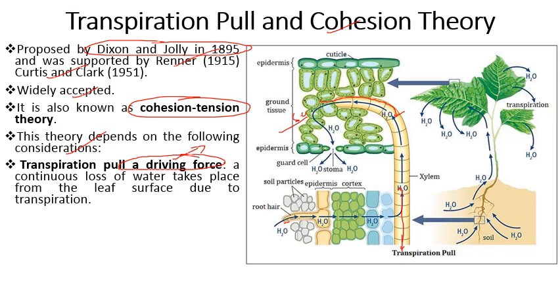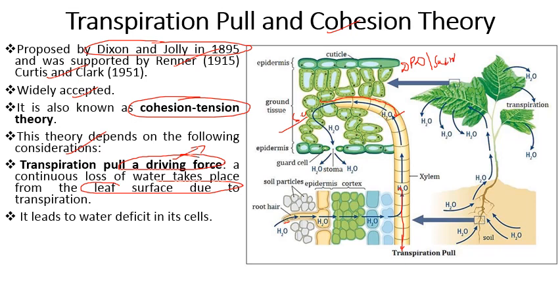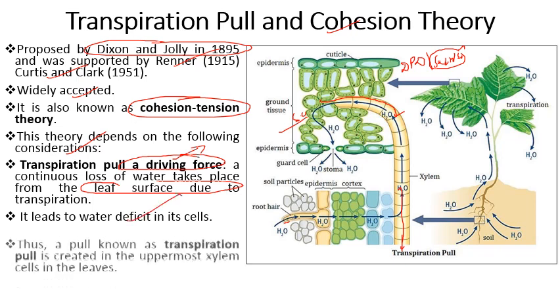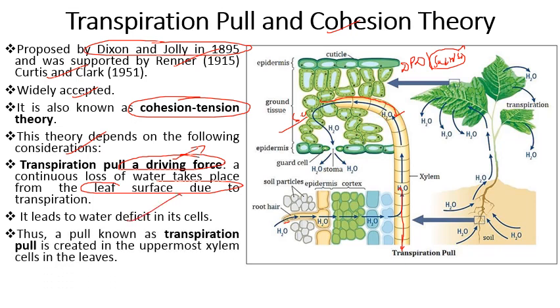So a continuous loss of water takes place from the leaf surface due to transpiration. Because of it, there is creation of high DPD, that is called diffusion pressure deficit. It is also known as suction pressure, and this suction pressure is responsible for upward movement of water. It leads to water deficit in its cells. Thus, a pull is created that is known as transpiration pull in the uppermost xylem cell of the vessel, and this pull is responsible for the ascent of sap in plants. Yeh pull hai transpiration pull, that is responsible for this upward movement of water.